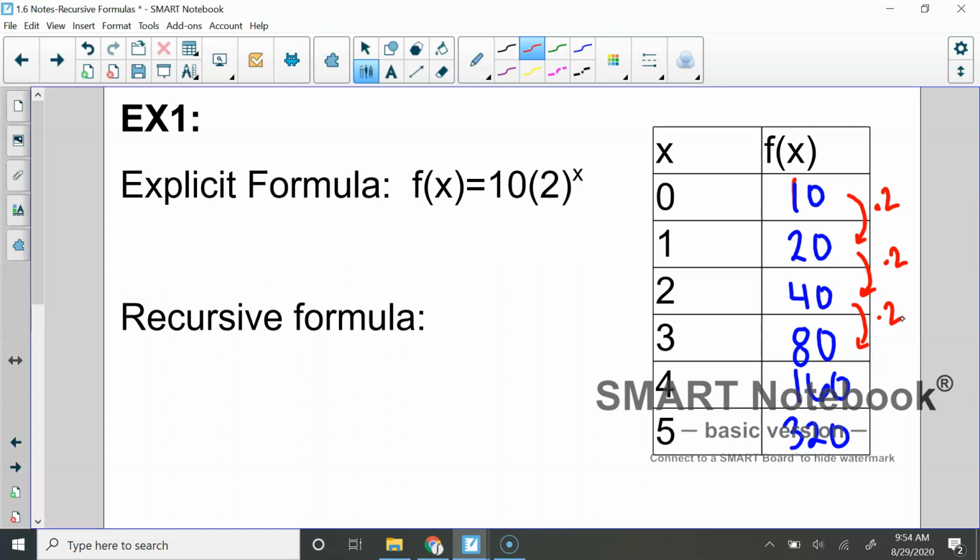For the recursive formula, I'm going to introduce some notation here. Typically for recursive formulas, we don't use our f of x and x notation. Rather than the x, we typically use an n. And rather than the f of x, we use a sub n. So n is the number of the term, and a sub n is the result you get from that. A recursive formula is going to rely on a sub n and typically a sub n minus 1, although it could be a sub n plus 1 as well.